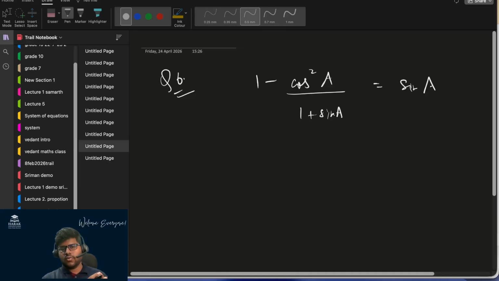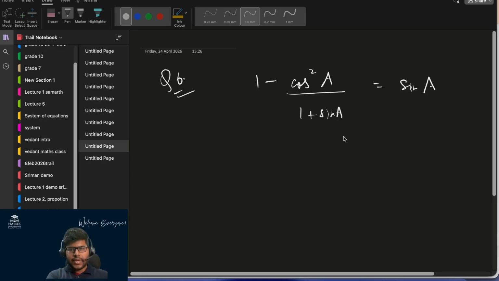Today we are going to discuss some more questions in continuation with our last lecture, which is based upon ICSE board examination patterns, and we are doing trigonometry. So let us begin. The first question, which is question number 6 from the last part, says that (1 minus cos square A) over (1 plus sine of A) is equal to sine of A. Now think how to proceed with this question.